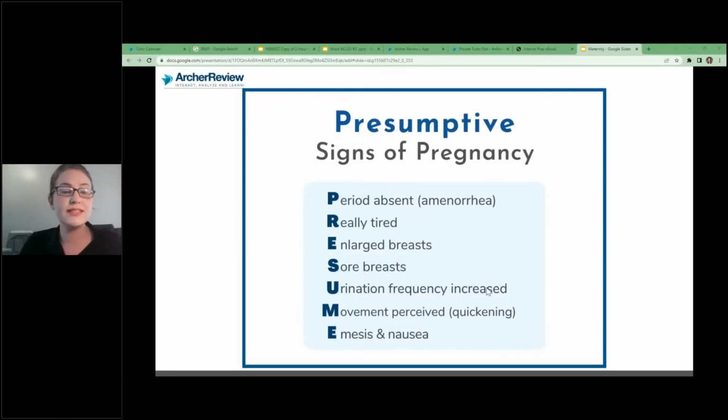Urinary frequency increase, that's a common first symptom in pregnancy that many women will have. Movement perceived is that first movement that women feel when they're pregnant, and that's also called quickening. Quickening is defined by that first movement you feel, typically somewhere between about 16 and 20 weeks gestation. And then also emesis and nausea. Again, those hormonal changes very often cause nausea and sometimes vomiting in pregnancy. So if a woman comes to you and she has any of these symptoms, you should think, oh, I presume she could be pregnant.